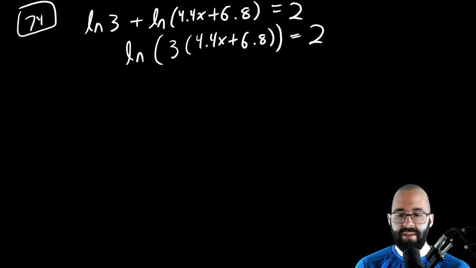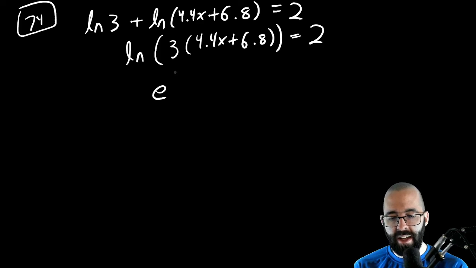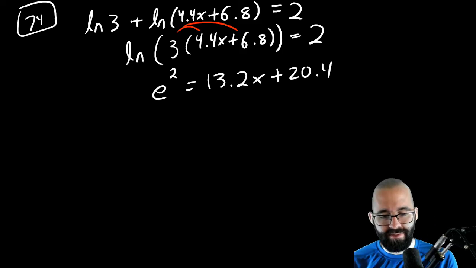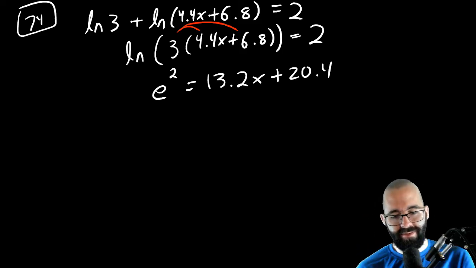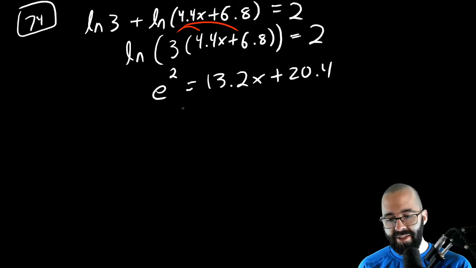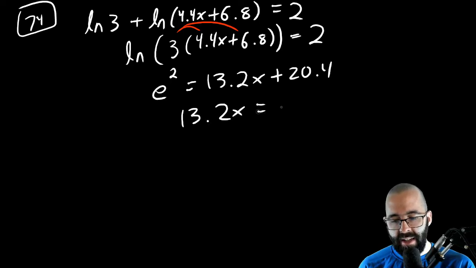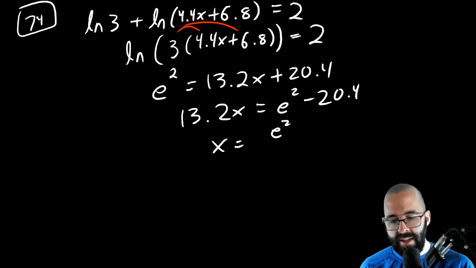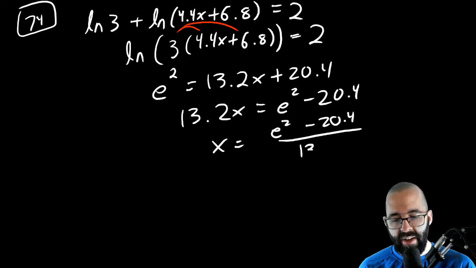And now we can convert this. Base of the logarithms, base of the exponential. Input becomes output, output becomes input. And we can distribute that 3 at the same time. Becomes 13.2x plus 20.4 maybe. If not, we'll find out when we check our answer. Get the x by itself. So 13.2x is equal to e squared minus 20.4, or x is e squared minus 20.4, all divided by 13.2.